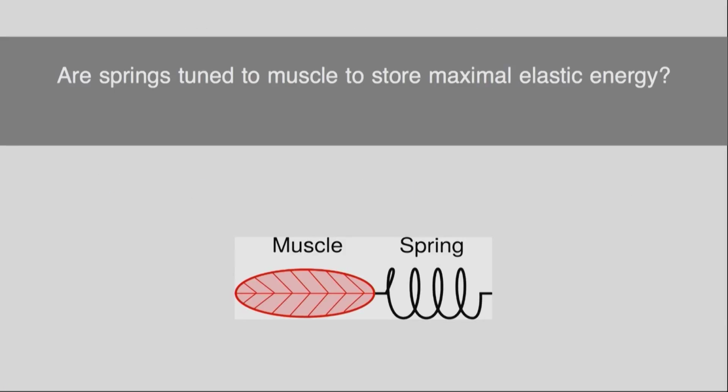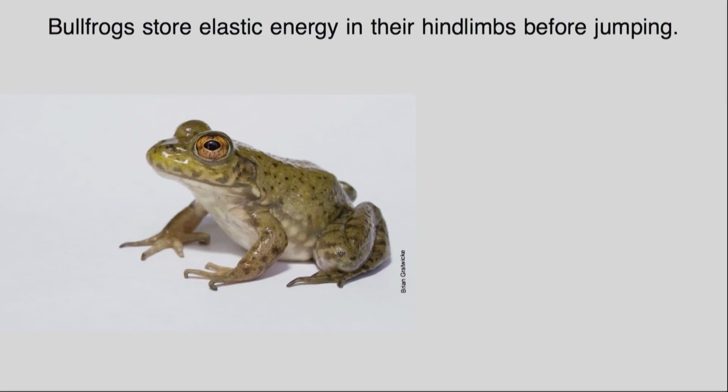And so since these animals rely on elastic energy for their daily movements, and the elastic energy comes from the spring, one question that I'm particularly interested in is, are springs tuned to muscle in order to maximize the storage of elastic energy? So to answer this question, we're going to look at a very small snapshot, a very small slice of biological diversity, and focus mainly on a bullfrog.